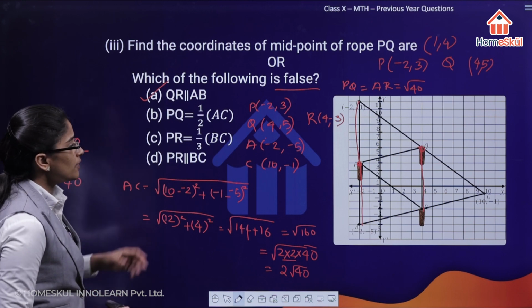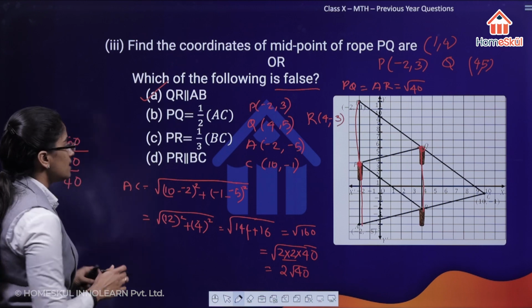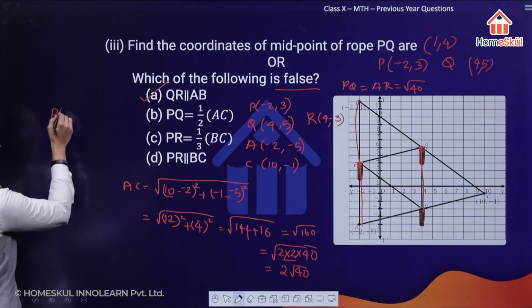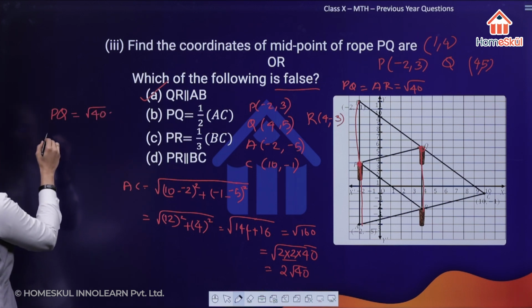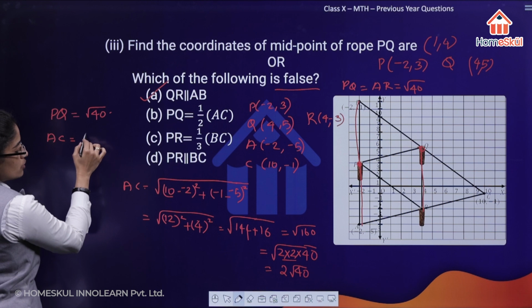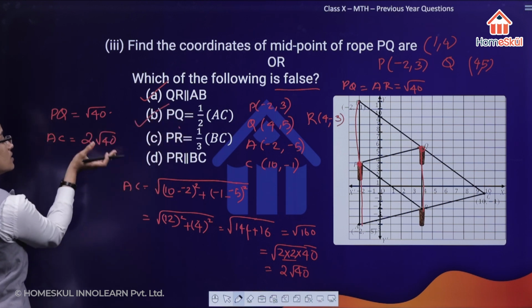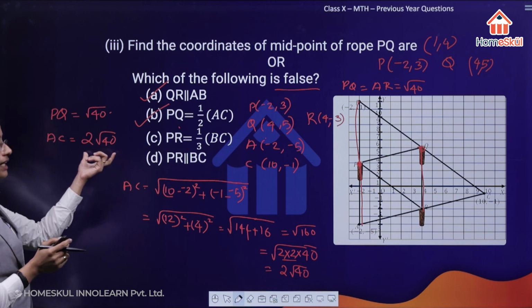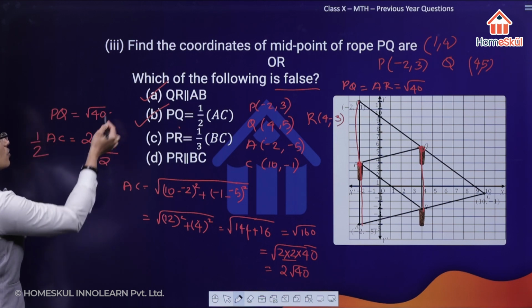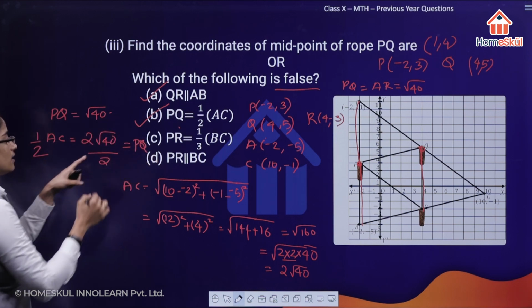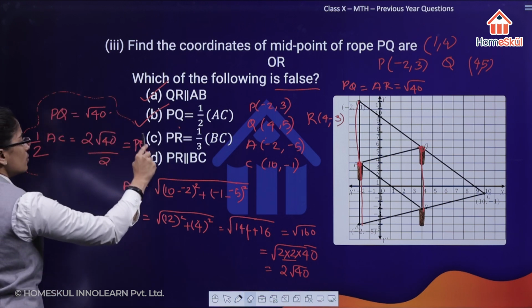Why am I taking it in the root 40 form? Here we are having PQ is equal to root 40, isn't it? We already have PQ is equal to root 40, okay? And now AC is equal to 2 root 40, which means we could say that PQ is equal to half of AC, isn't it? Half of AC means divided by 2, which gives root 40, okay? Clear? So option B is also right.